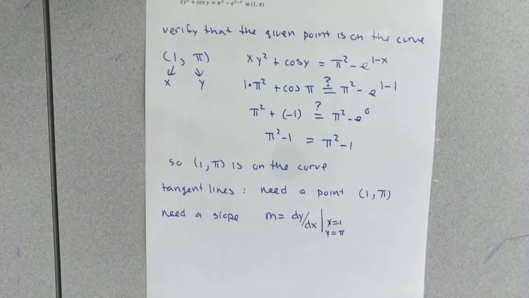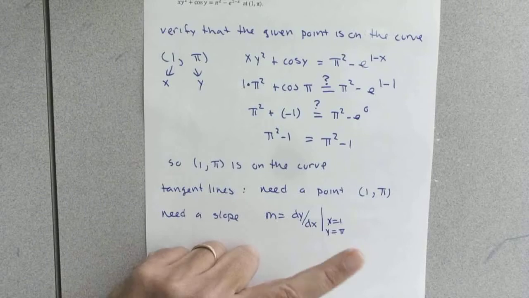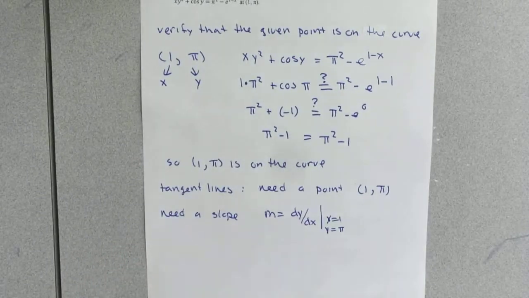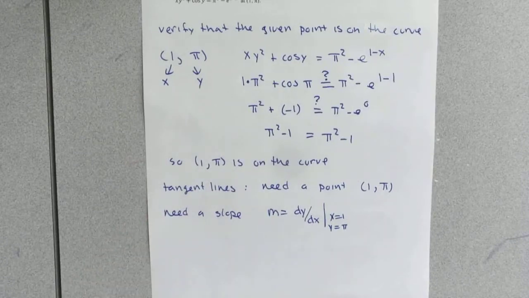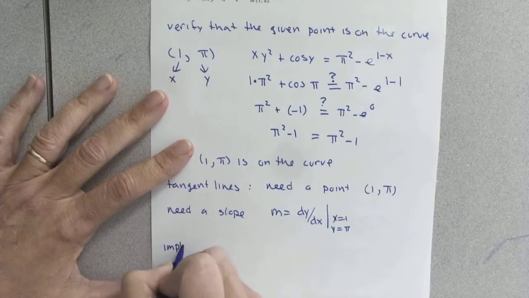Here's a slightly new notation for us. I don't think I've used this notation before. Instead of saying f prime of 1, since I have both 1 and pi to plug in, x equals 1, y equals pi, I can't use that notation. Plus, I don't have a function, so I can't use f prime. What this notation means is find the derivative, then plug in these values. So there's my game plan. Just like always with tangent lines, find your derivative, plug in your specific values, and that gives you your slope. So, implicit differentiation.